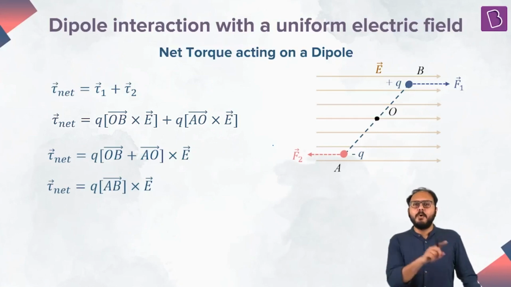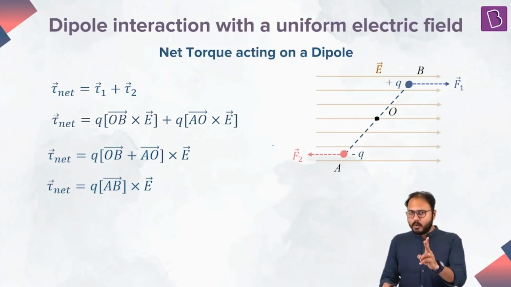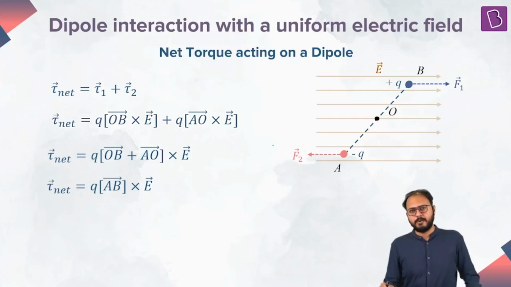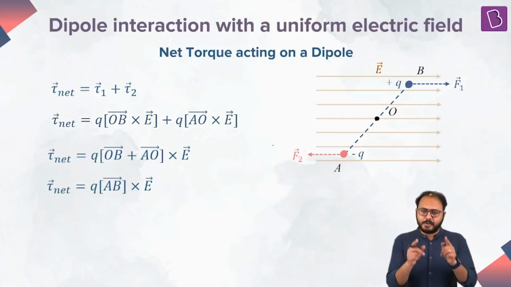It produces moment. And what is a special word for two equal and opposite forces with their line of action separated by a distance? Couple force. And what does a couple force produce? Torque. So your dipole experiences zero net force, but a non-zero torque. So let's find out that torque.